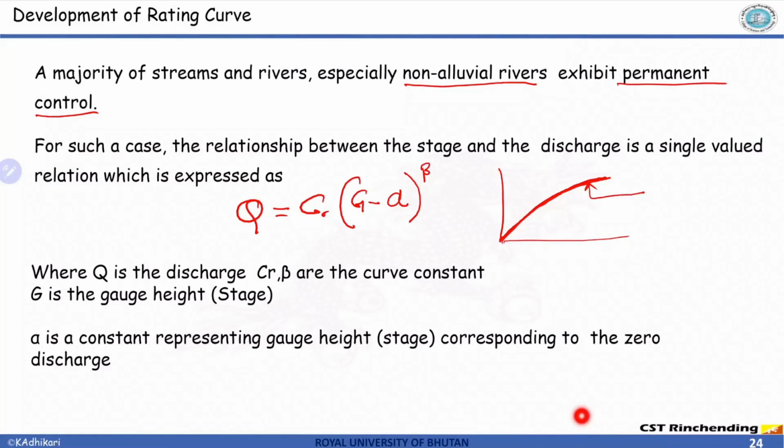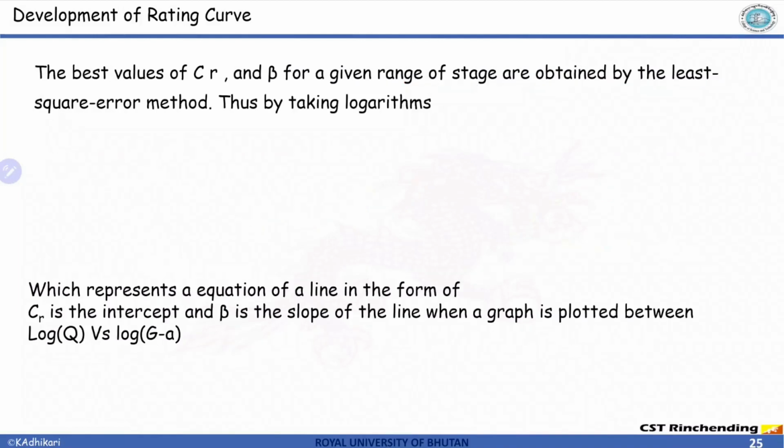Here CR and beta are the model parameters, or the curve parameters. A is what we call the zero gauge, right? This is the height, the stage, which represents the zero discharge. Now, how to find the values of CR and beta? That is what we have to discuss here.